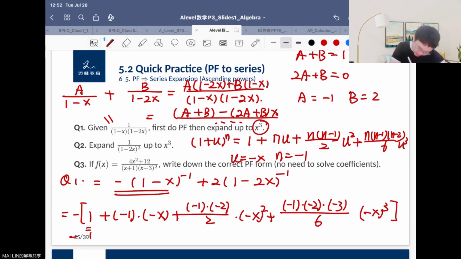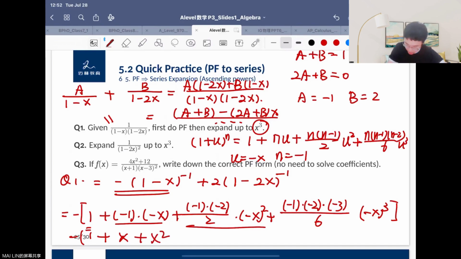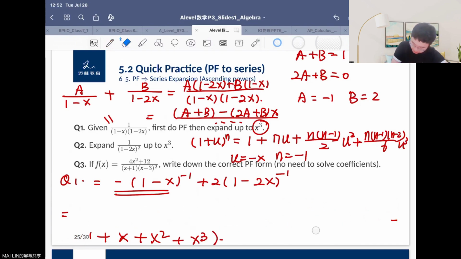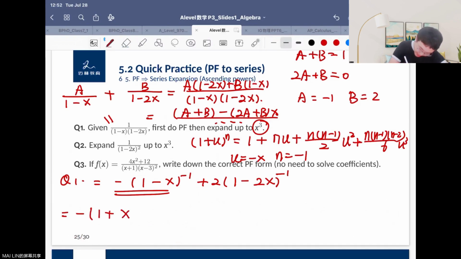So here is minus 1, here is x, right? 1 plus x, and here is 1 times x squared, so 1 plus x squared, and here is plus x cubed, right? So we can say here that the first term is minus 1 plus x squared plus x cubed, right?